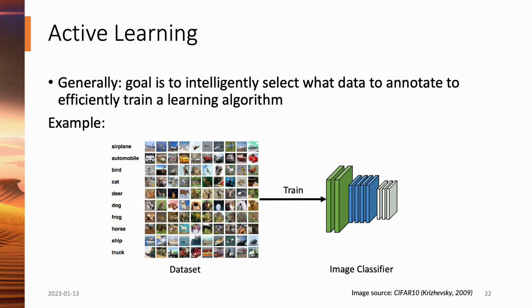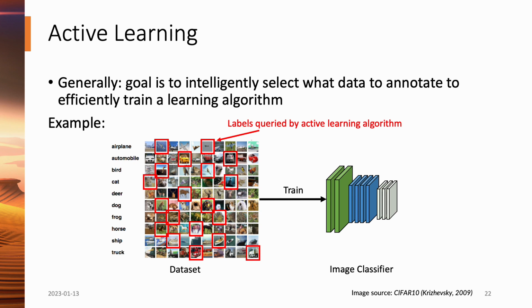So in the example below, instead of annotating a huge dataset, we may have an algorithm select only those examples which it thinks will be most important and beneficial during training. Active learning then studies how to design such a label querying algorithm.